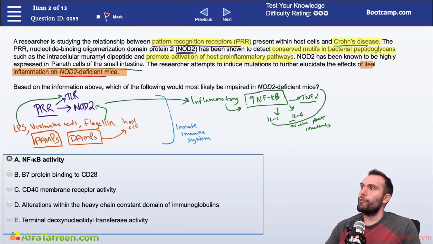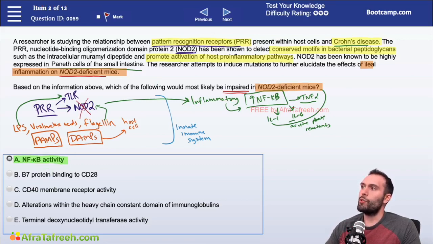So based on the information above, which of the following would most likely be impaired in NOD2 deficient mice? Okay, what would most likely be impaired? Now, if you understand this, which is what we talked about, it should make sense that NF-κB activity would actually be impaired. And you could say, well, why is that? Well, remember, these mice don't have this NOD2 receptor, right?